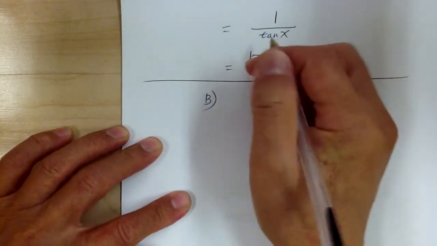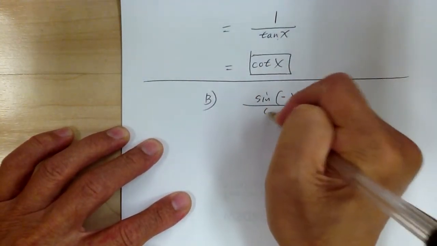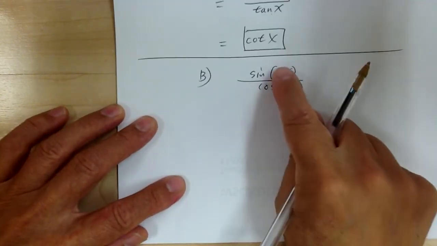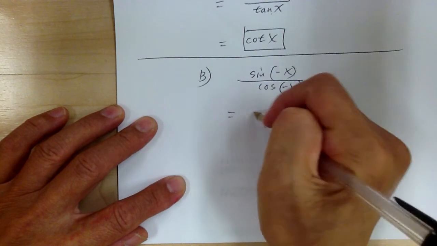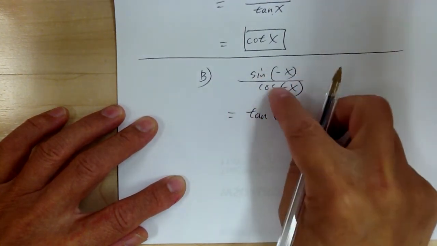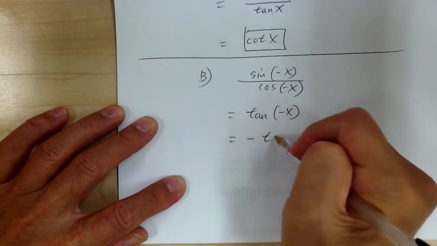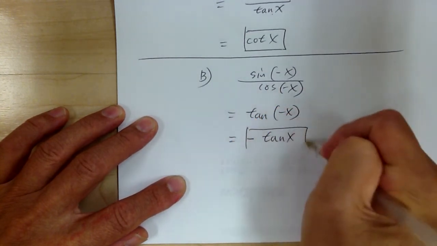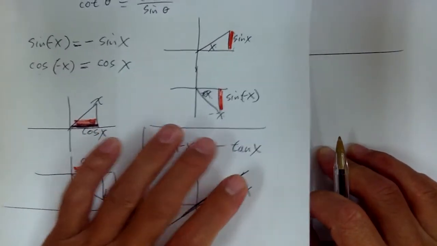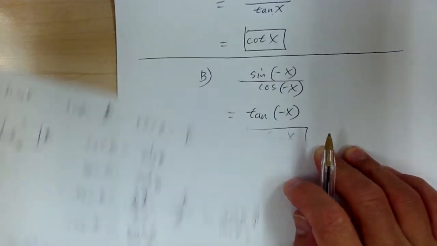Okay. Now let's go to b. You have sine of negative x over cosine of negative x. Sine over cosine is equal to tangent, so this is equal to tangent of negative x. Now tangent of negative x will equal negative tangent of x. We did this a little bit earlier. Again, if you don't remember, just draw the picture and see if they're the same or opposite. That's how you can figure it out.